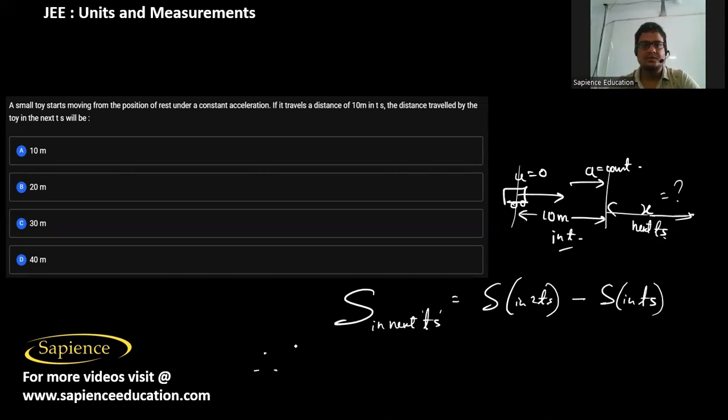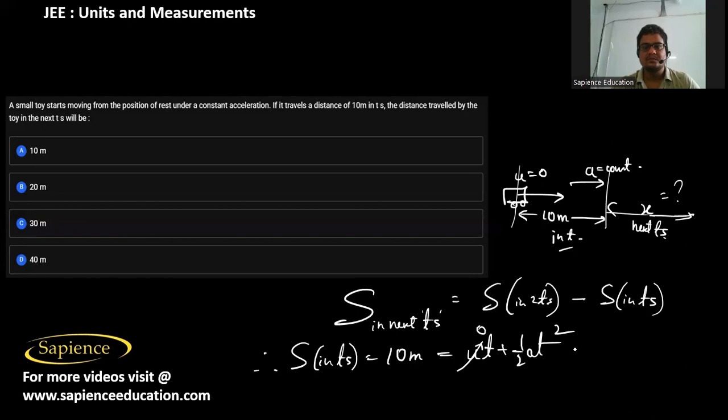So therefore, it is told that the displacement in t seconds is equal to 10 meters, since it starts from rest. So that is ut plus half at square. So u is 0. Therefore half at square will be equal to 10 meters, and then the acceleration will be equal to 20 by t square meter per second square.